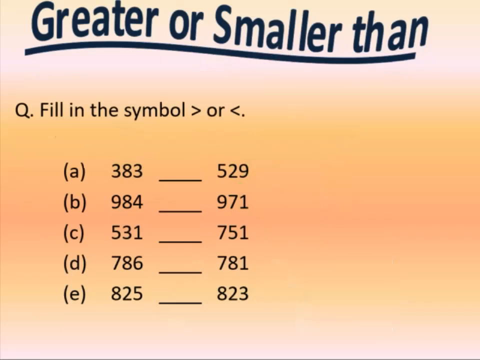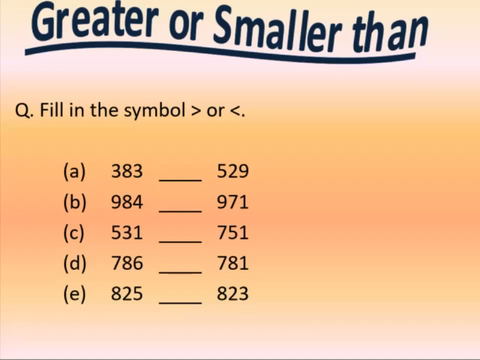Okay. Here we have a question, fill in the symbols. You have to put the right symbol against the number. In part A, we have two numbers, 383 and 529. When we compare two numbers, we will look first at the highest value of the number, meaning the 100th place. We will see the 100th place of both the numbers.